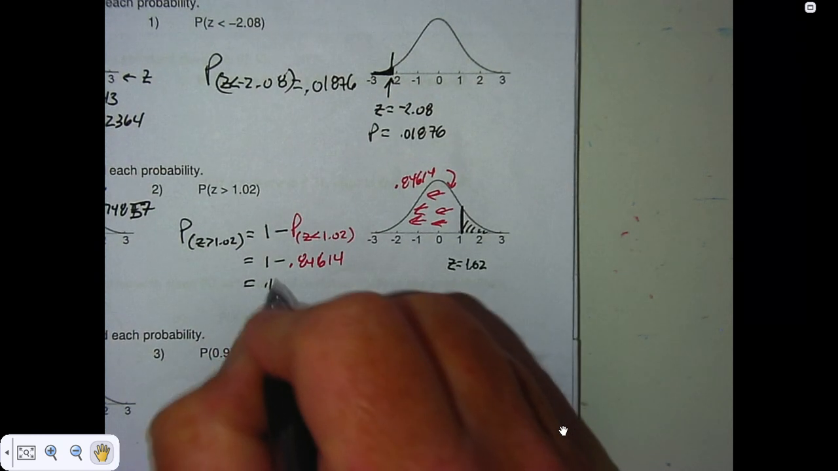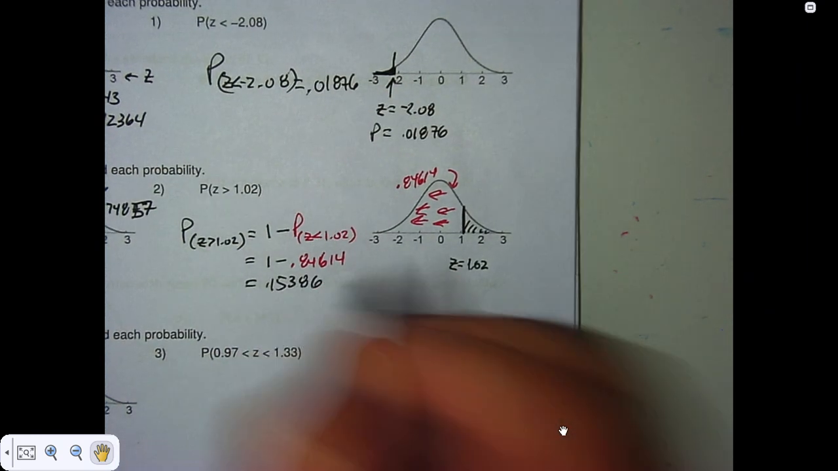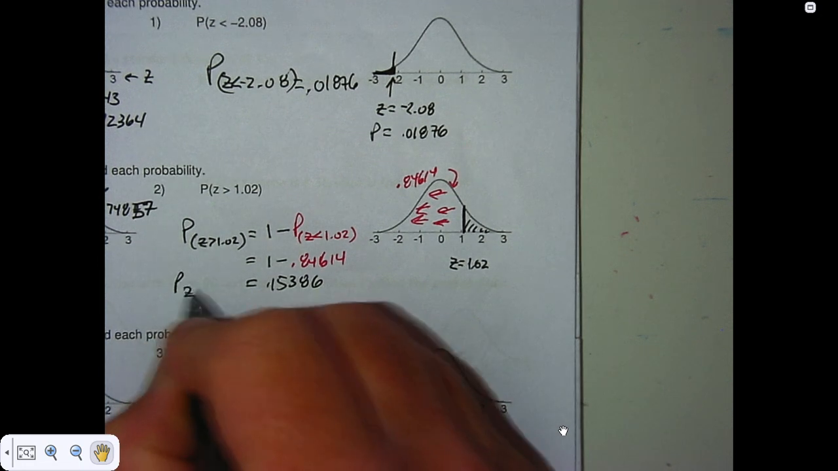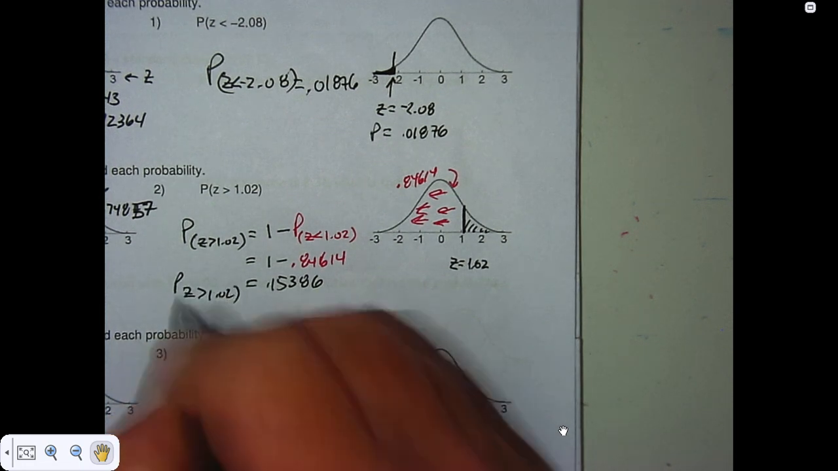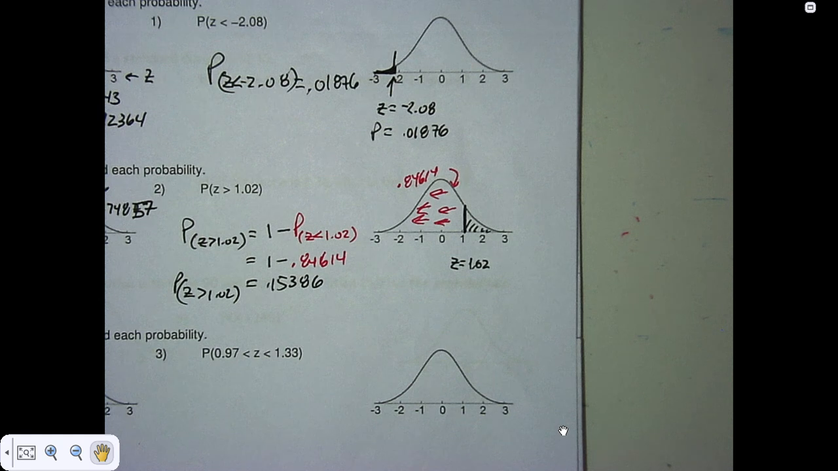0.15386. That's the probability that my z-score is going to be greater than 1.02. Awesome. Next problem.